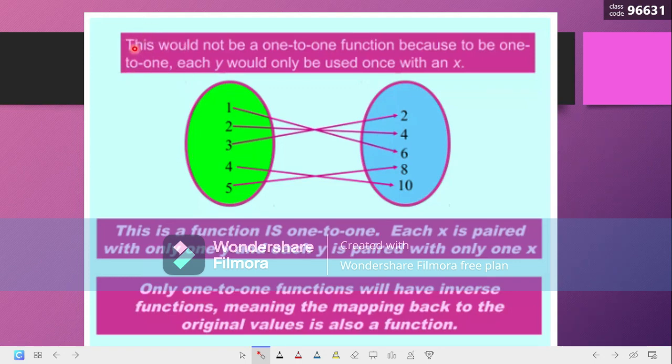Okay, just disregard this one. Let's focus on the next mapping. This mapping is a one-to-one. Why? This is a function. And this is considered one-to-one because each value of x is paired with only one y, and each y is paired with only one x. So only one-to-one functions will have inverse functions, meaning the mapping back to the original values is also a function.